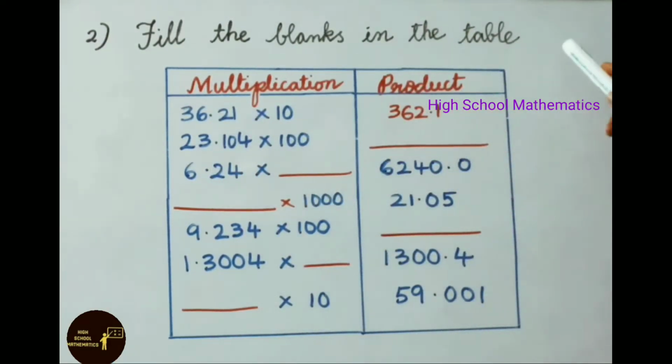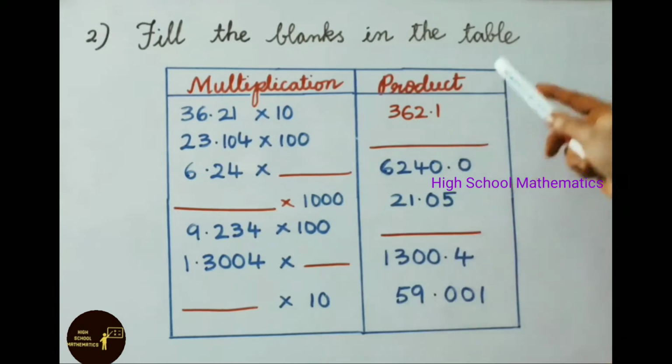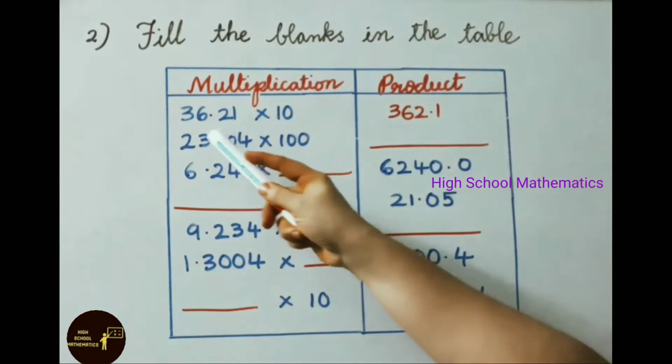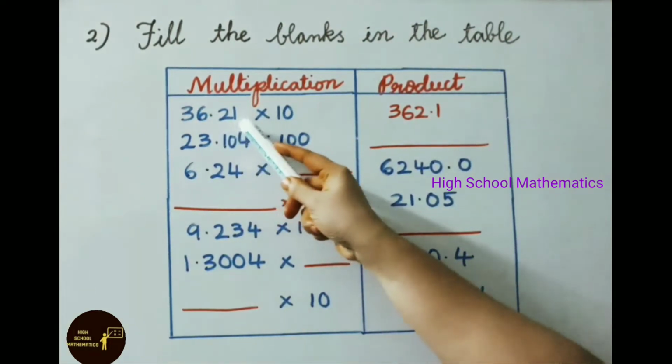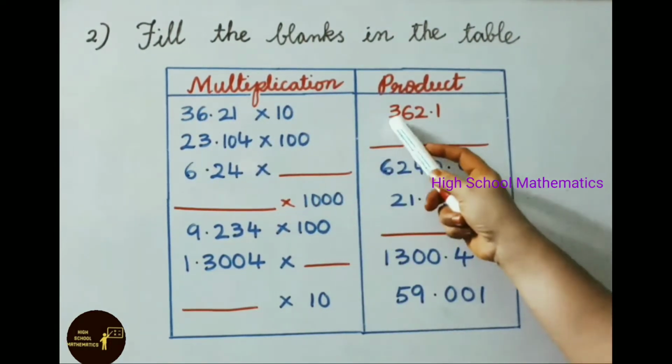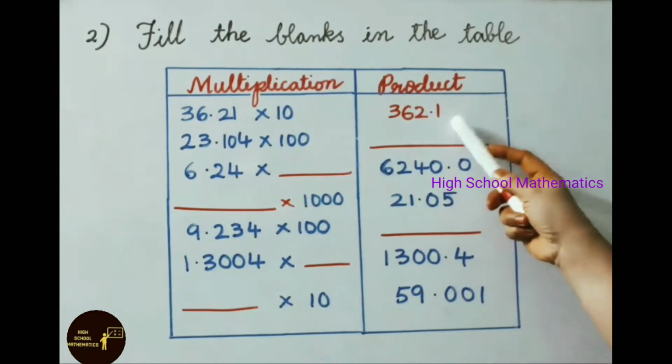Fill in the blanks in the table. Here multiplications were given and we have to write the products. See here first one, 36.21 multiplied by 10. Whenever we multiply a decimal number by 10, we have to shift the decimal point one place towards the right side. So the answer is 362.1.